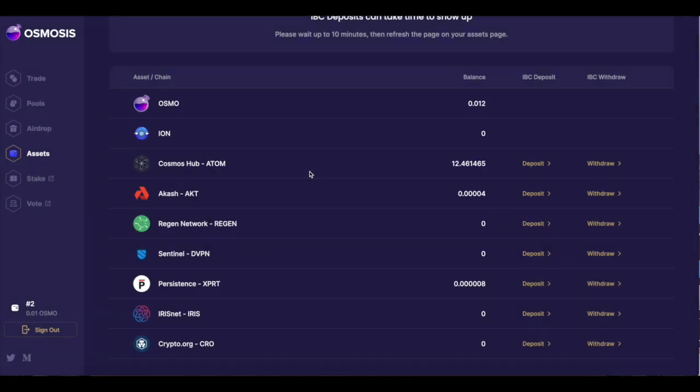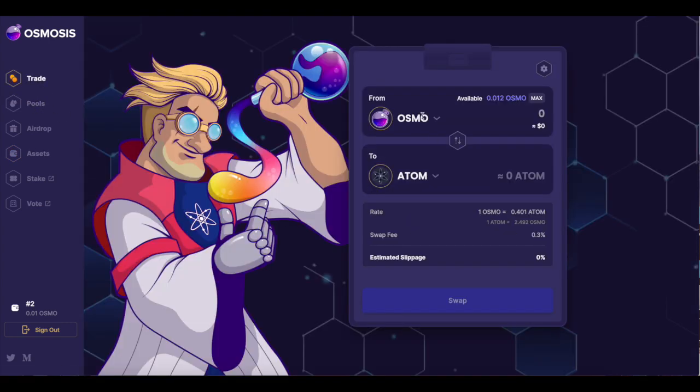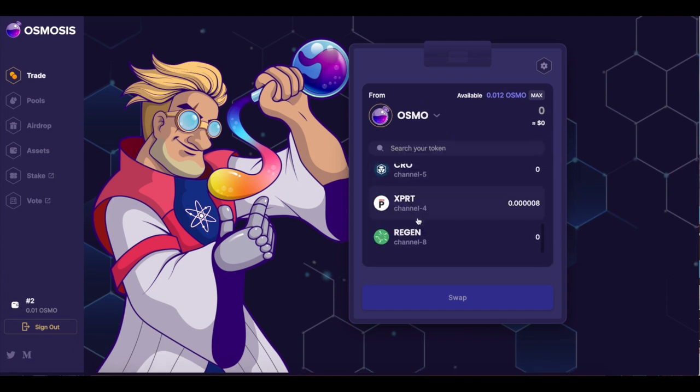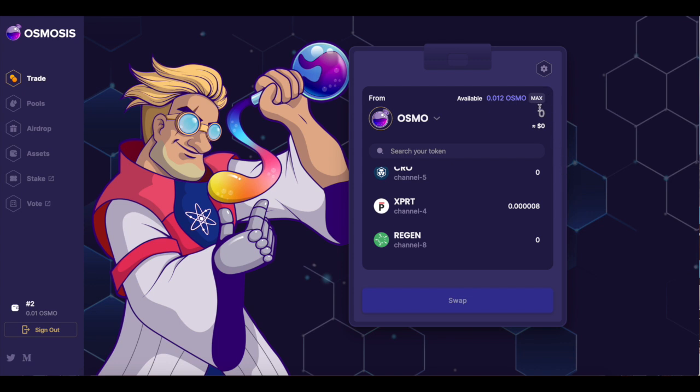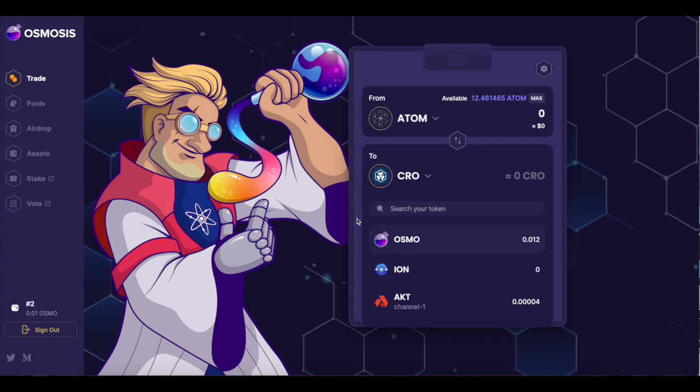Once I have my funds on Osmosis, they will show up here. As you can see, I already have some Atom in the pool. So I can swap my Atom for whatever. Well, I can't do it right here because the one downstairs is already Atom. So let's switch it. Boom. See, it says 12 available. So I was able to swap it over there, and now I can swap it for whatever I want.